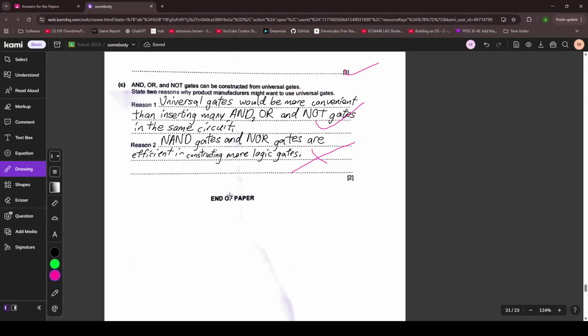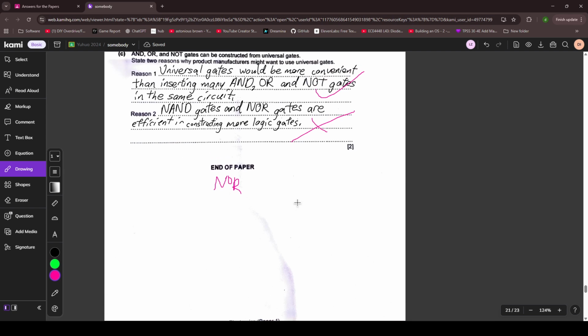Let me paint you a picture. Let's say we are trying to use the NOR gate to create some gates. So you say that it's more efficient in constructing more logic gates. Let's try. Let's say I want to use NOR gates to make an AND gate. How do we do that? This is how you do it. This is how you construct an AND gate with NOR gates.